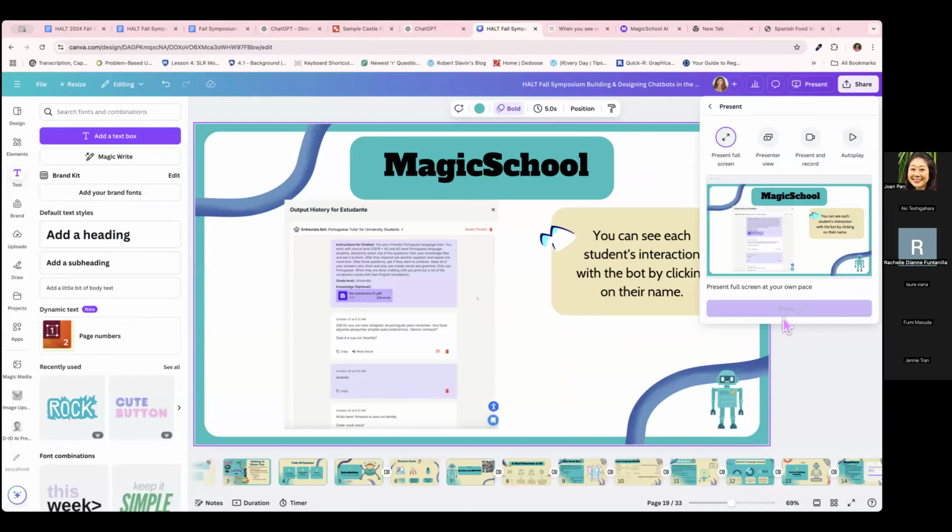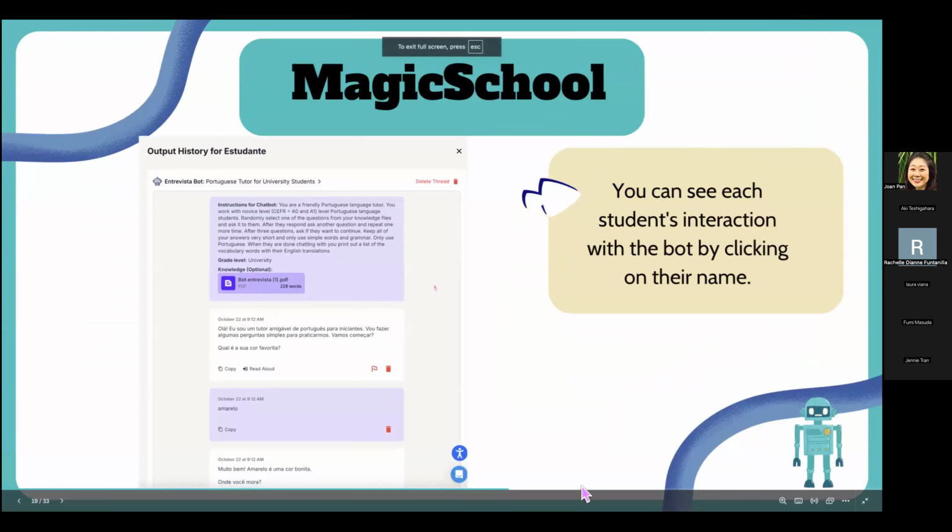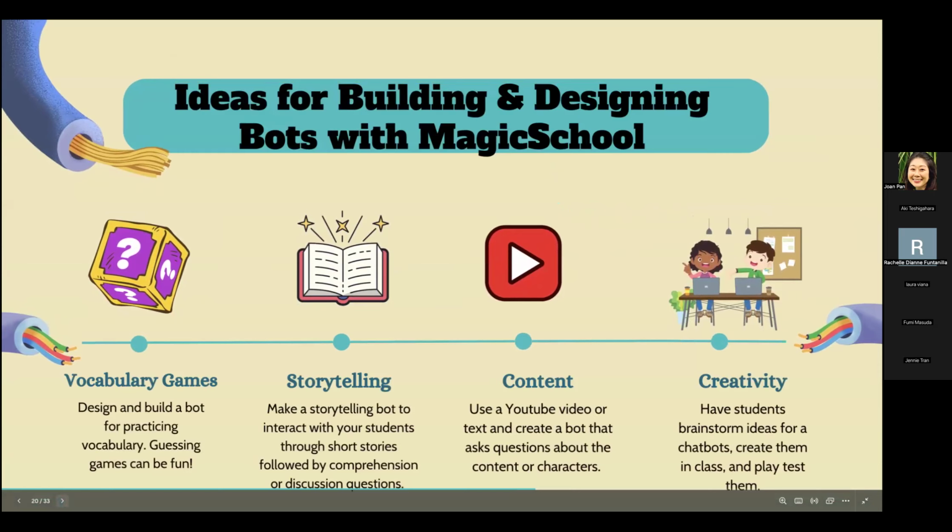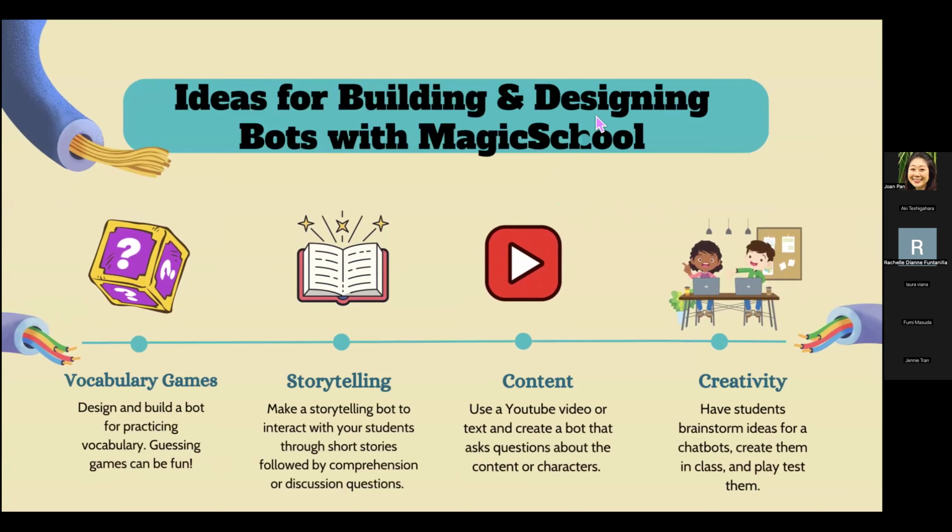Okay, going back to my presentation. So some different ideas for using Magic School. You could use Magic School to make vocabulary games. Like I said, I always like to do vocabulary guessing games with my students in class. So this could be a way to extend it beyond the class, and that can be fun for them. I know we have a lot of big TPRS fans in HALT. So creating a bot to engage your students in storytelling, followed by some comprehension or discussion questions, could be fun.